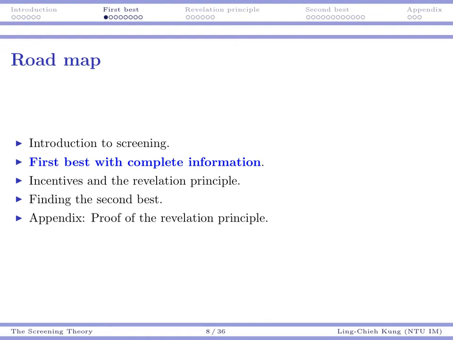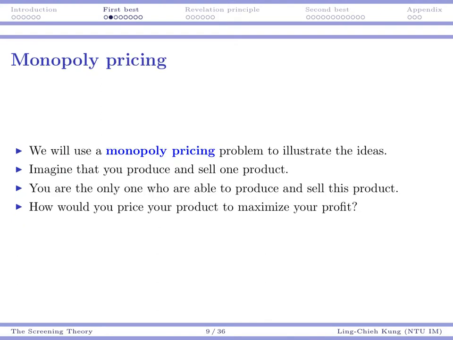Okay, so let's start our analysis. So we will use a so-called monopoly pricing problem to illustrate the idea of information asymmetry or the two-type model.